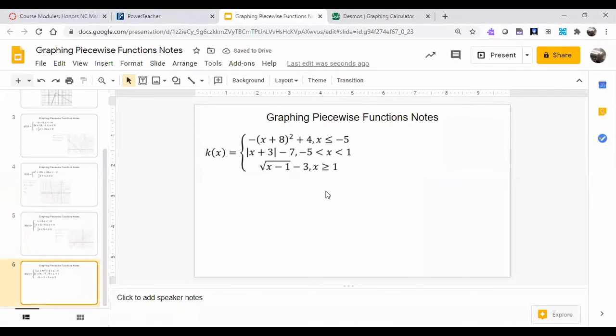One more. So this one has all different kinds. There's a quadratic, negative x plus 8 squared plus 4 when x is less than -5. Absolute value, x plus 3 minus 7. Remember the comma ends the function, and then that -5 is your inequality. -5 less than x less than 1, and then a square root function, square root of x minus 1 minus 3 when x is greater than or equal to 1.